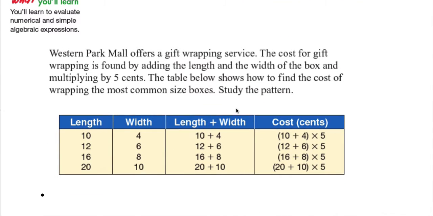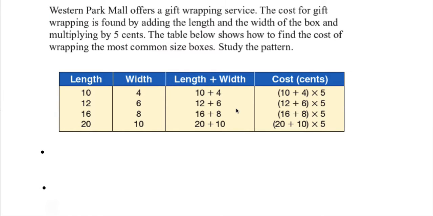Western Park Mall offers a gift wrapping service. The cost for gift wrapping is found by adding the length and the width of the box and multiplying by 5 cents. Okay, the table below shows how to find the cost of wrapping the most common size boxes. And let's study the pattern. So if you have a box that has a length of 10 and the width of 4, you add the length and the width, which is 10 plus 4, and you multiply it by 5 cents. That would be the cost of wrapping the box.